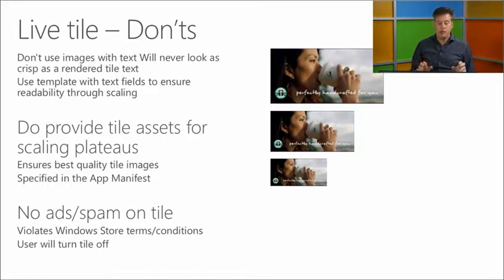Also, you can provide your tile assets for the different plateaus. Like we talked about yesterday with 100, 140, 180%, you can provide the tiles for that, so it's very crisp and clear. And don't use ads or spam in the tile. That really violates the Windows Store conditions, so you're not allowed to do that. And it doesn't make sense to the user either, right, to have ads in there.